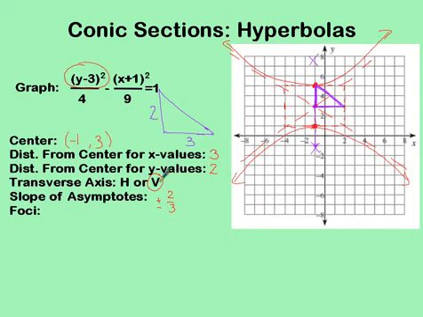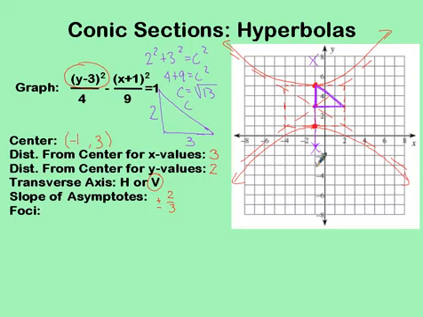Right? And if you use the Pythagorean Theorem, we know that 2 squared plus 3 squared equals c squared. So that's 4 plus 9 equals c squared. So c is equal to the square root of 13. So now I know that the distance from the center to either focus is the square root of 13.